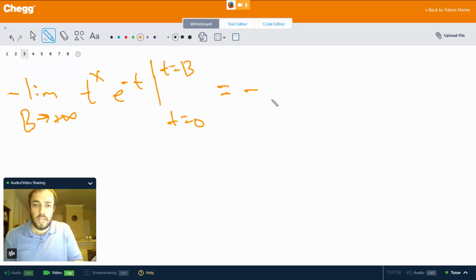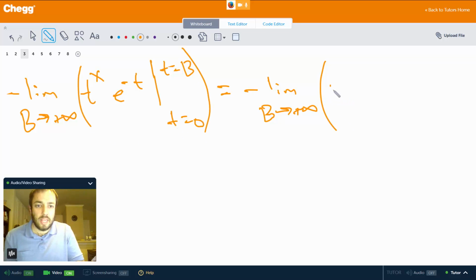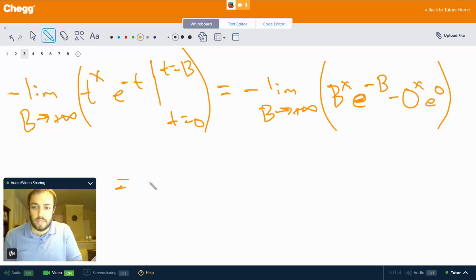So this is going to be negative limit as b goes to positive infinity of, now we just evaluate at the top and then subtract evaluate at the bottom. So that's all that's going on here. So we're going to have b to the x times e to the negative b, okay? And then minus 0 to the x times e to the 0, okay? Because if t is 0, then negative 0 is just 0. So then what we have is negative limit as b goes to positive infinity of, now let's push the limit into both of these terms.